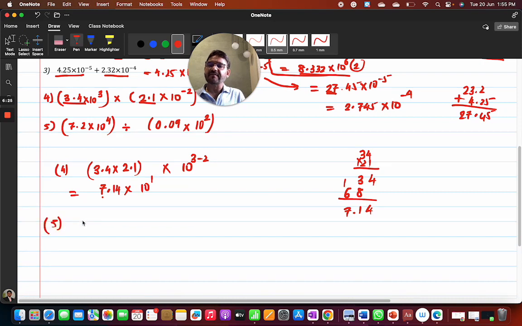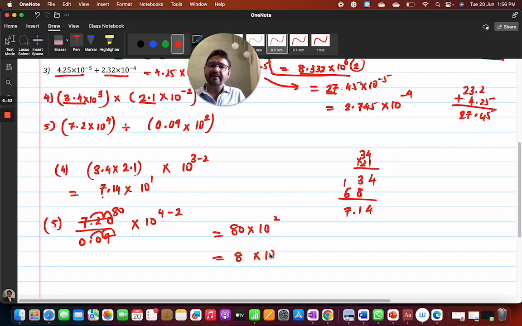The fifth one you also do the same way. 7.2 divided by 0.09, and by the law of indices, this is 10 to the 4 minus 2, because it's division, you subtract the power. So you shift 2 places. So 720 upon 9, 9 8s are 72. So 80 into 10 raised to 2. Now this number is not in standard form. So 8 into 10 raised to 3. Correct? Because the number before the decimal, basically this is like 8.00. So the number before the decimal has to be between 1 and 9. So that's how we write in standard form.